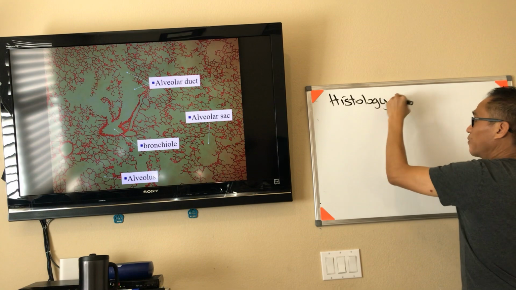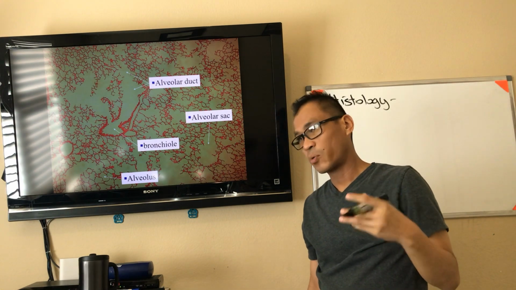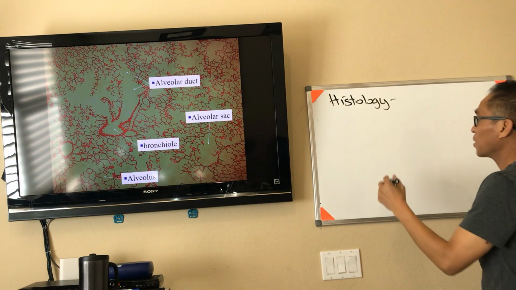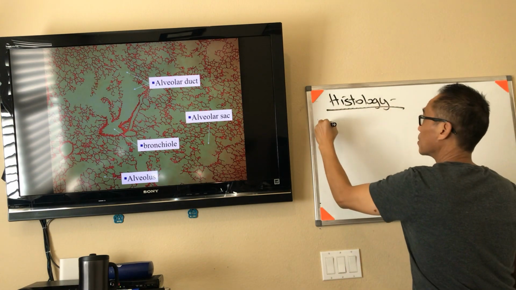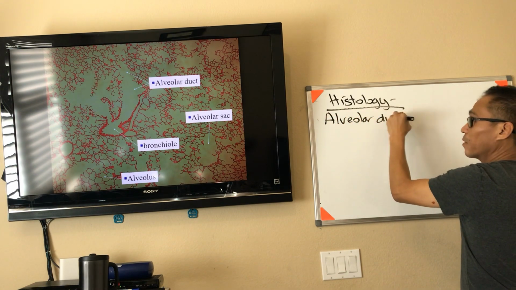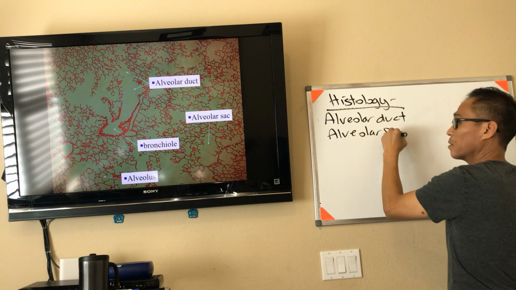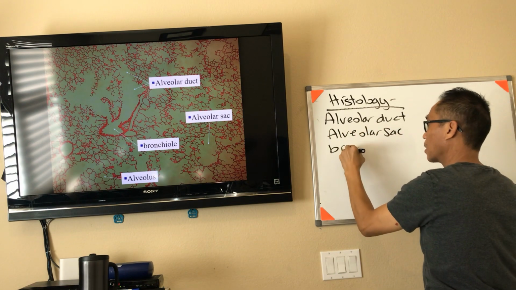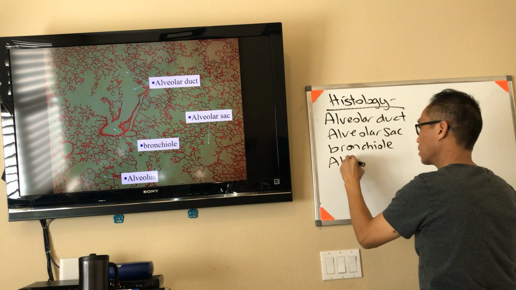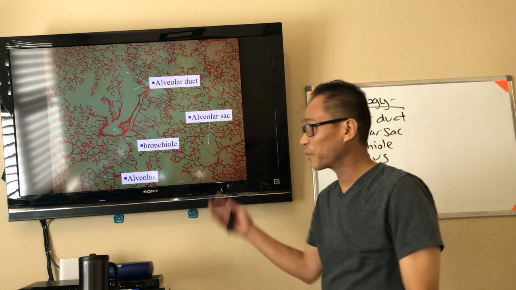The name of this slide, if you were to study it in the lab, would be the bronchial lung tissue slide. And so just know these structures: alveolar duct, alveolar sac, bronchiole, alveolus. Just listing them and not in any particular order, but they're labeled there.